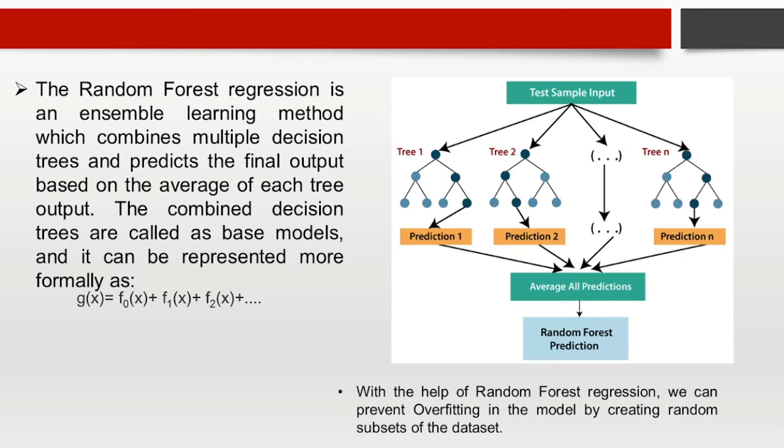Random forest uses bagging or bootstrap aggregation techniques of ensemble learning in which the aggregated decision trees run in parallel and do not interact with each other. With the help of random forest regression, we can prevent overfitting in the model by creating random subsets of the data.